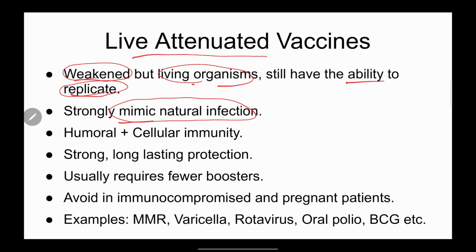Now, this induces humoral plus cellular immunity. So you produce antibodies, plus you also cause T cell proliferation, and that leads to the production of your memory B and T cells. And that is why you have a strong and long lasting protection. This is one of the advantages of it, that it usually requires fewer boosters. Just in general terms, boosters are vaccines that you give again and again, time after time.